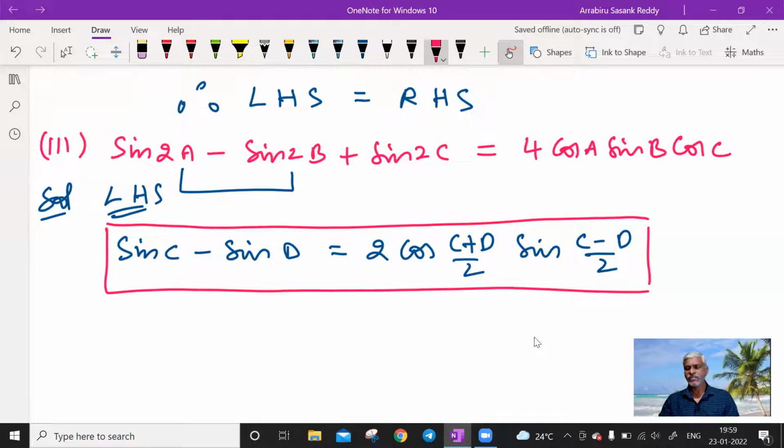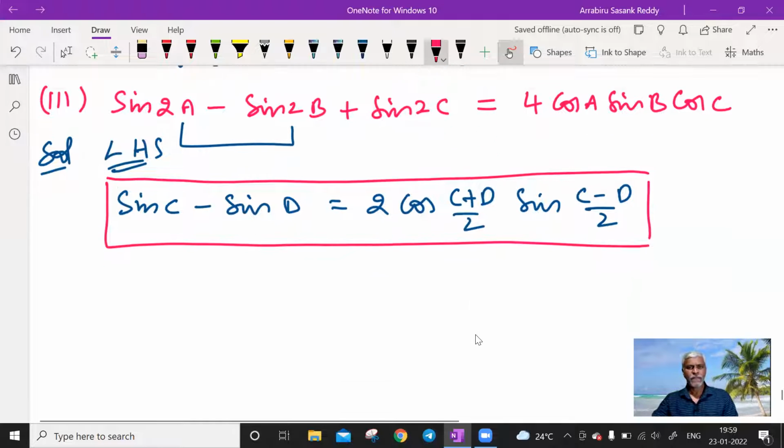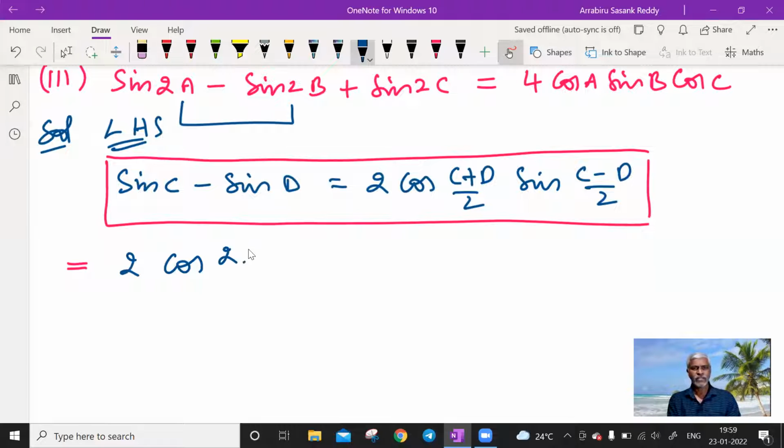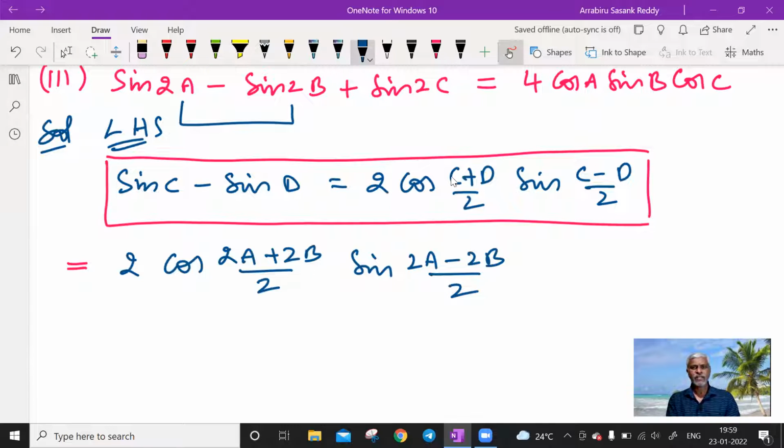This is the difference you should remember. Now applying this formula, so 2 cos (C plus D by 2), that is (2A plus 2B) by 2, sin (2A minus 2B) by 2, and the last write as it is, sin 2C.